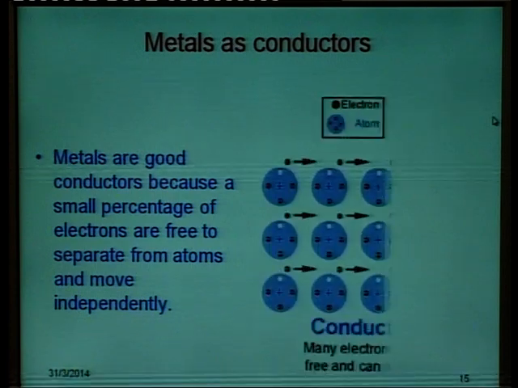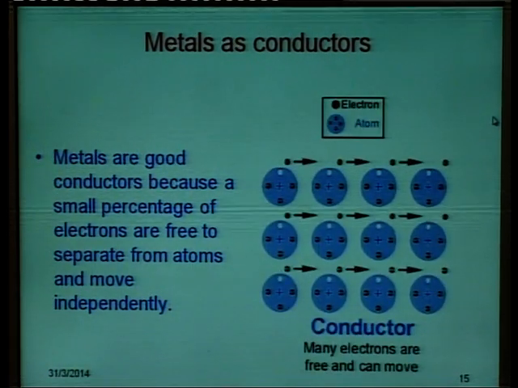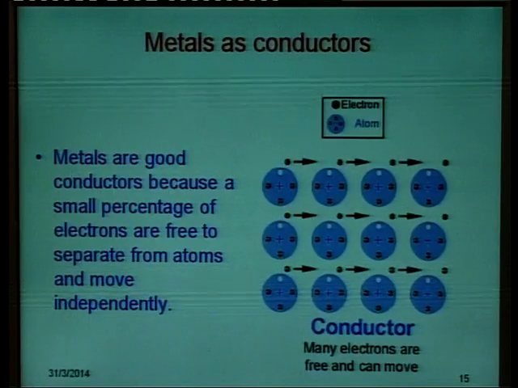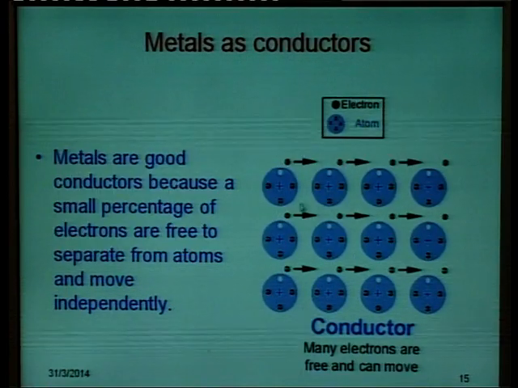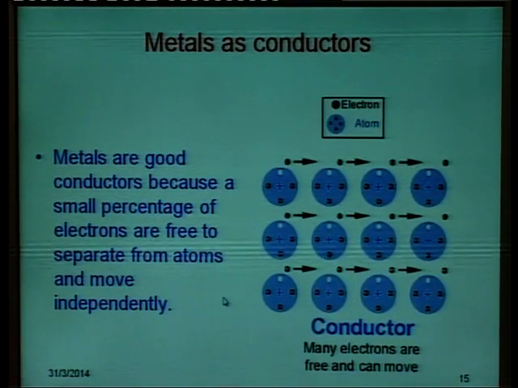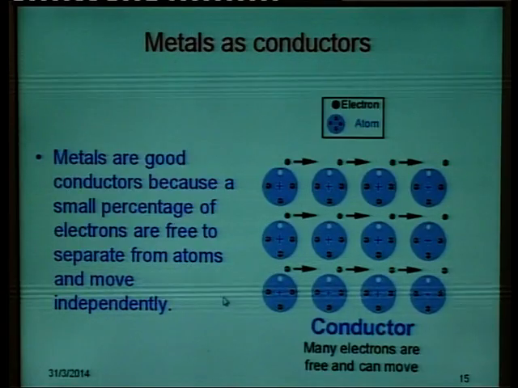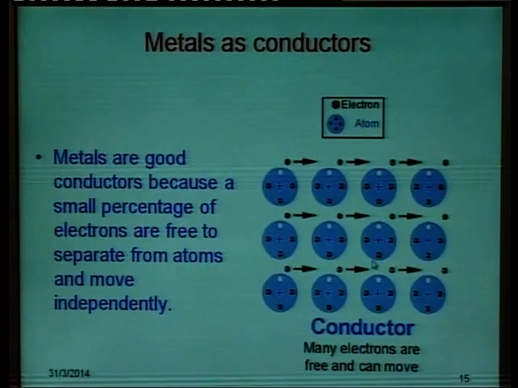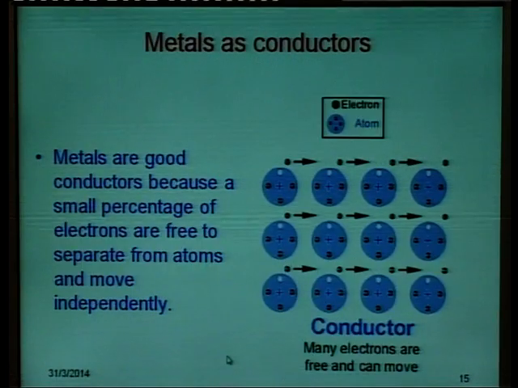Metals are good conductors because a small percentage of electrons are free to separate from atoms and move independently. So, there is a large number of electrons that are free to move here. In case of conductors, it becomes easy to conduct electricity. Many electrons are free and they can move through the lattice.